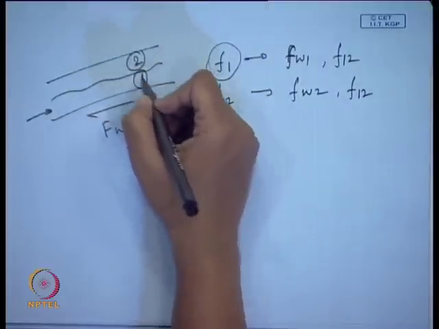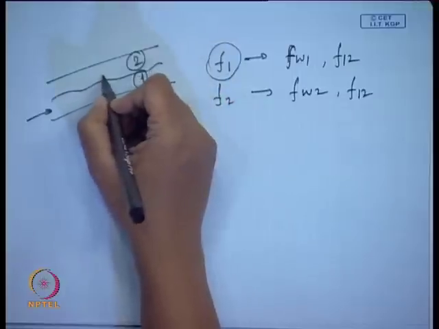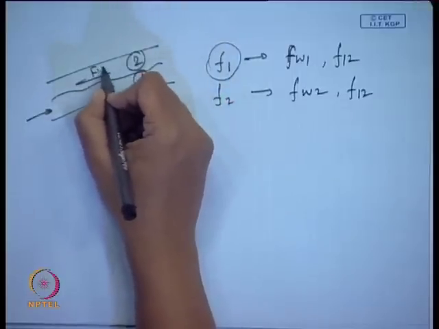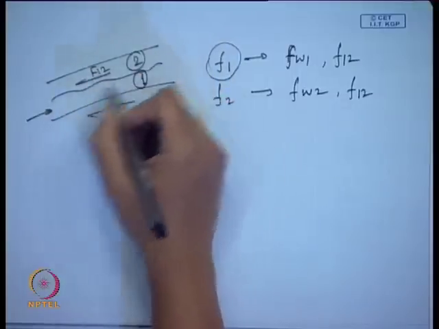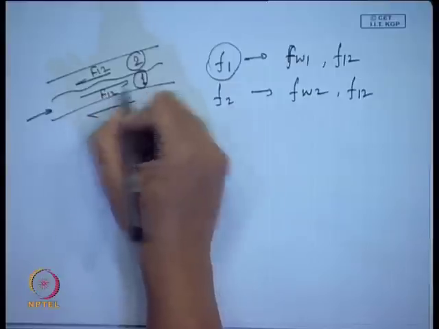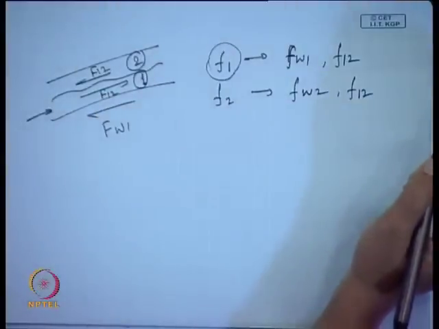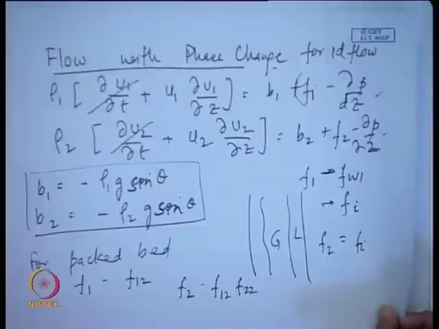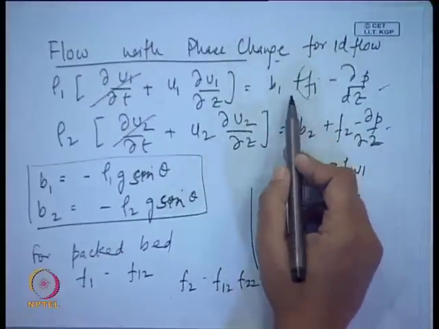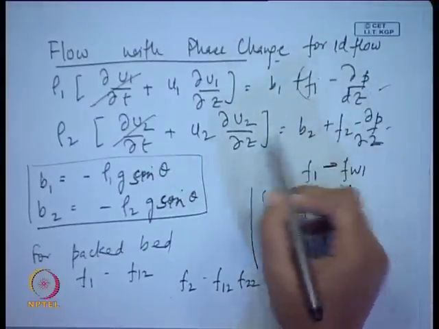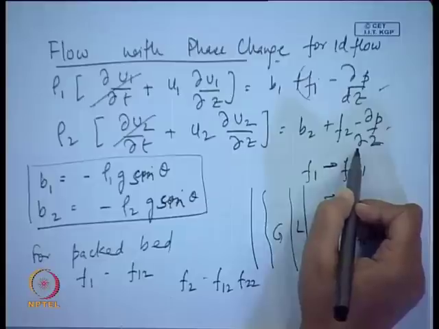Now, since 2 moves faster than 1, therefore, F12 will be in the opposite direction for phase 2 and in the direction of motion for phase 1. That we had already done when we were doing the simplest possible case, isn't it? And one more thing, please remember, whenever I had written down these two equations, I had repeatedly told you this is per unit volume of fluid 1, per unit volume of fluid 2.